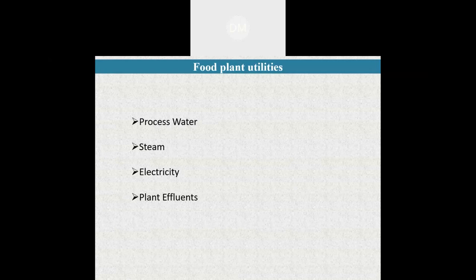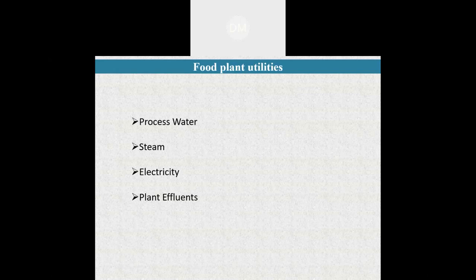So electrical power in a food processing plant is needed for running the motors of the different processes, the control panel, then different service equipment for industrial heating and for illumination. A requirement of single phase or three phase alternating current is used in a food processing plant as per our requirement.